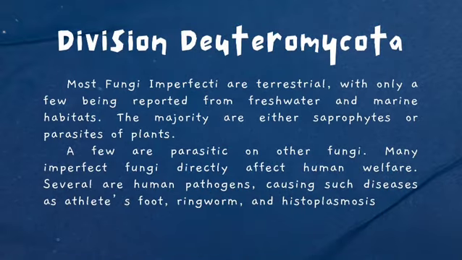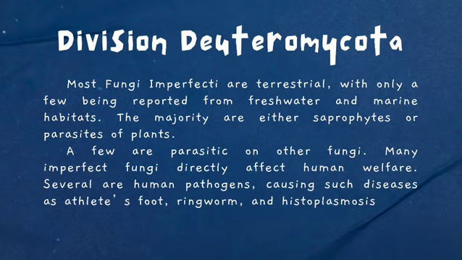Next comes the division Deuteromycota. This is mostly called fungi imperfecti. They are mostly present in terrestrial environments, and a few have been reported in freshwater or marine habitats. The majority are either saprophytes or parasites, and the parasites might be on other fungi also. They mostly affect human welfare, for example athlete's foot, histoplasmosis, ringworm, etc.